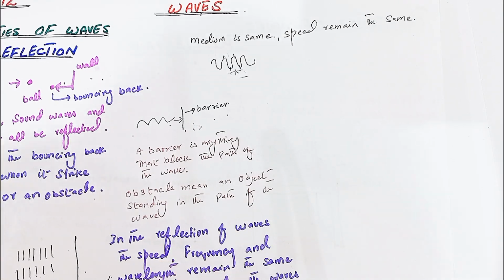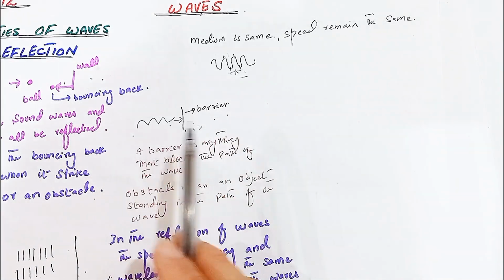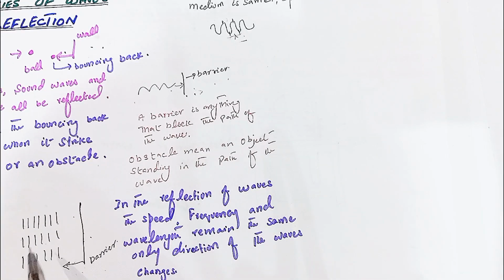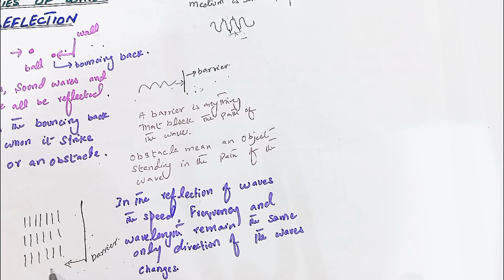Okay. Any other misconception among students? Many students think that the wave dies when it reaches the barrier. This is not correct. The wave does not disappear or die. It simply changes direction when it strikes the barrier. It is reflected back and changes direction.